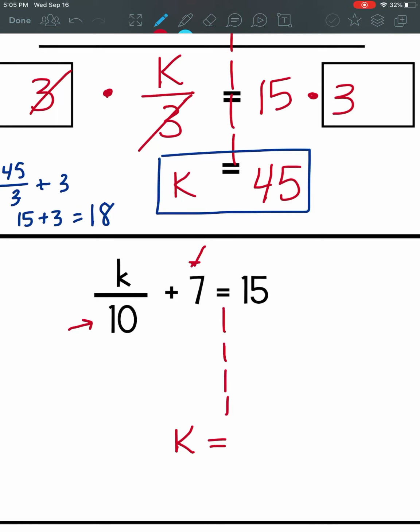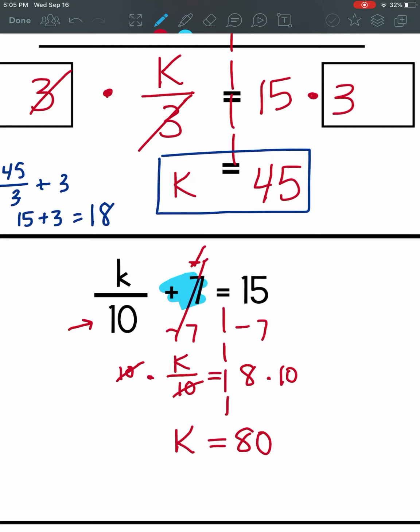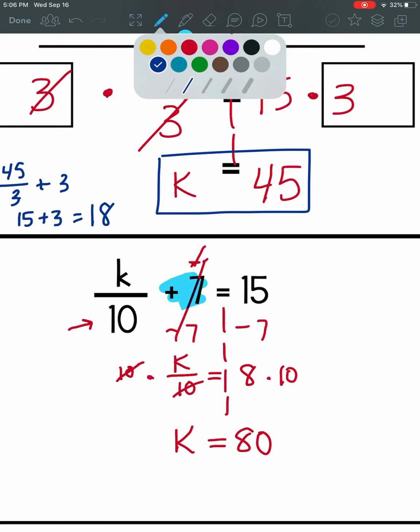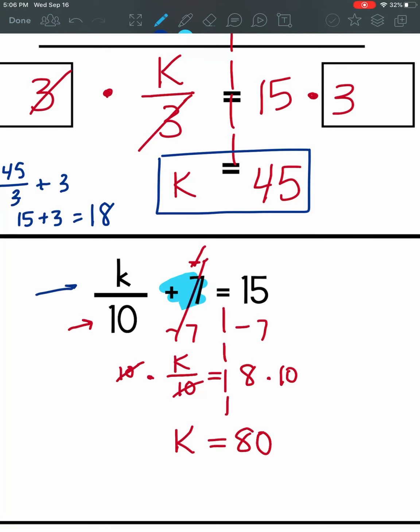So K is on the left side. We have two numbers to get rid of. The one that's further away, we want to get rid of first. So this plus 7. The opposite of that is minus 7. Do it to both sides. Okay, simplify what we have left. So K over 10 equals 8. 15 minus 7. And then K over 10, to get rid of the divide by 10, we want to multiply both sides by 10. So we get rid of that 10, and all we have left is K. 8 times 10 is 80.